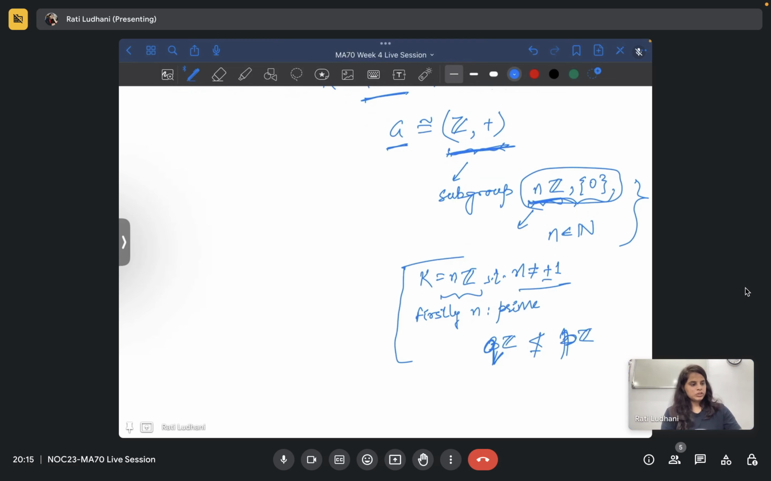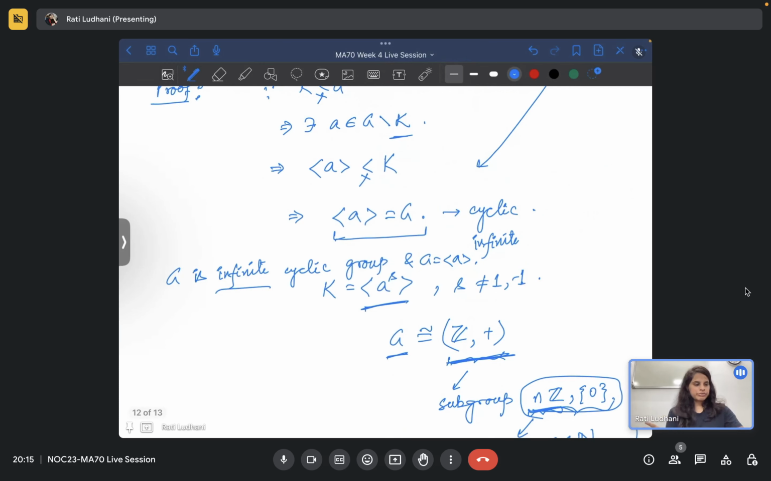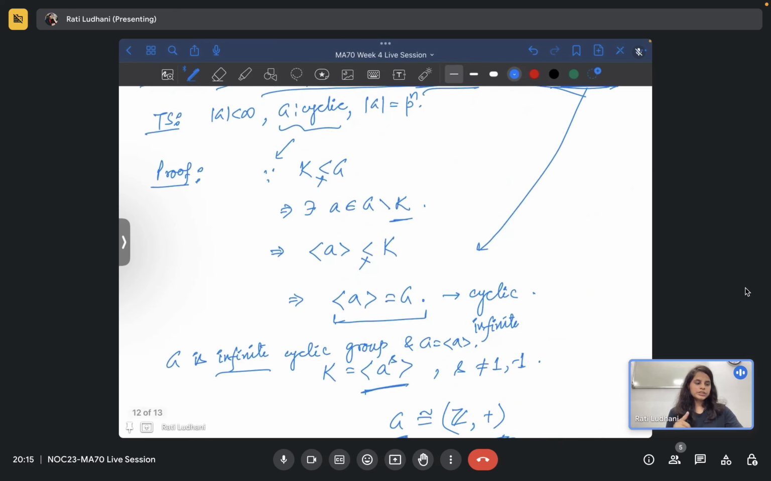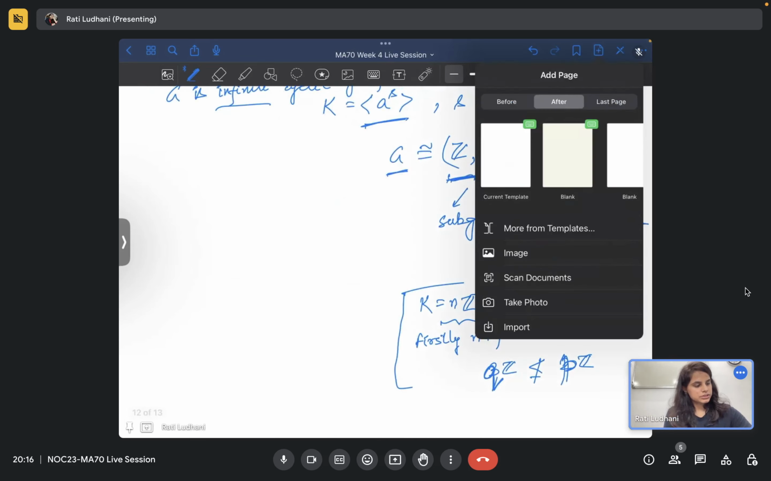So infinite is also something we cannot take. So we have cyclic, we have a finite group. Now we need to prove that its order is p raised to power n, right? So let's just complete this.